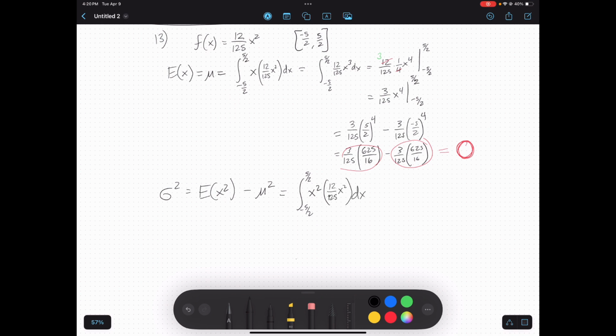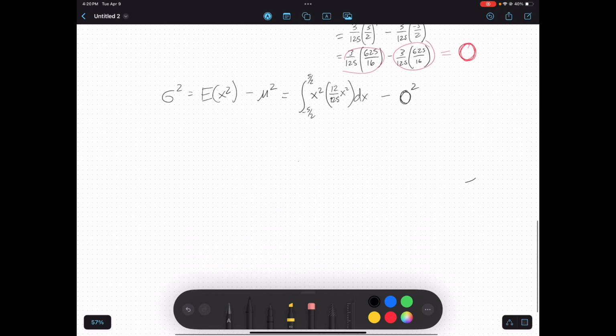So what does this give me? That's just E of X squared, and then I'm going to have minus the mean squared. Well, what's the mean squared? The mean was just 0, and 0 squared is just 0. So that's nice. I really don't have to worry about that second part. So let's just focus on this integral then. I'm going to be left with 12 over 125 of x to the fourth dx.